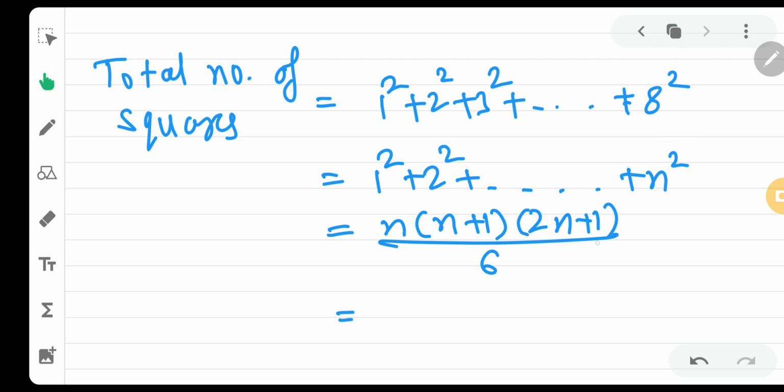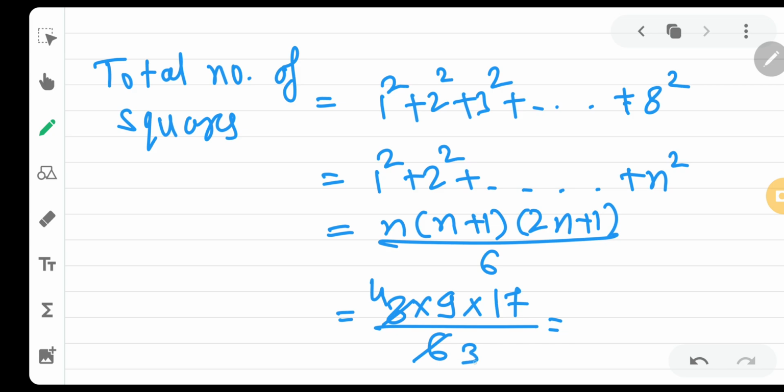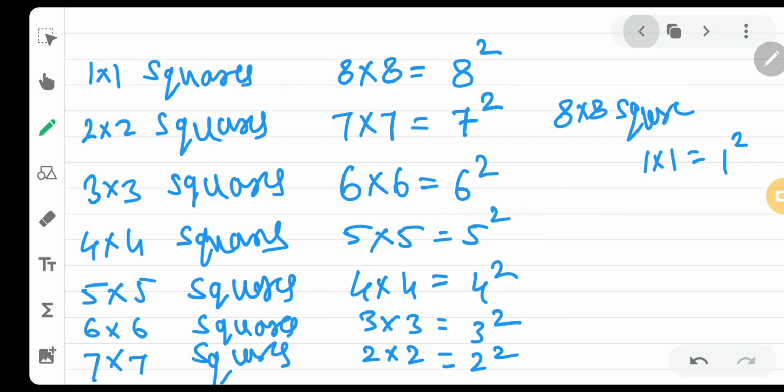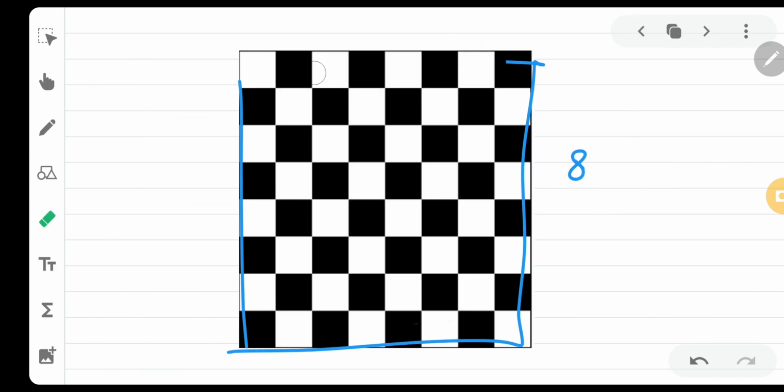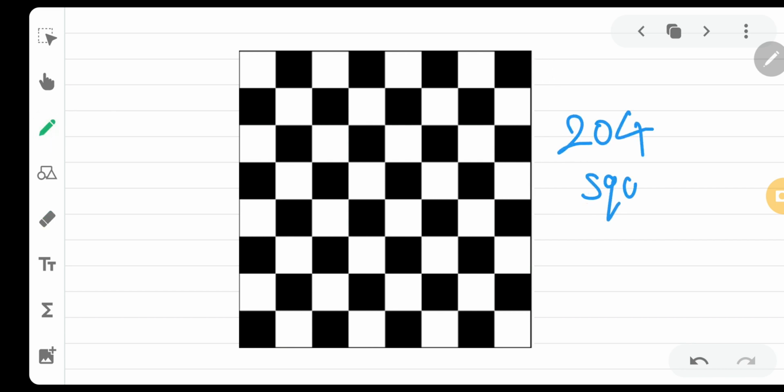Instead of n, I have 8. So it will be 8 into 8 plus 1, which is 9, into 8 into 2, 16 plus 1, 17, divided by 6. So very easy, right? Then this will go 4 times, this will go 3 times, this will go 3 times. So 12 into 17. 12 into 17 is 120 plus 84, which is 204. 204 squares. So total number of squares in this very interesting chessboard would be 204 squares. So the answer to this puzzle is 204 squares.